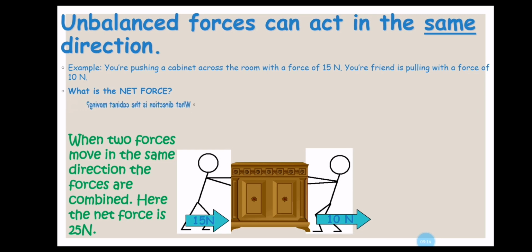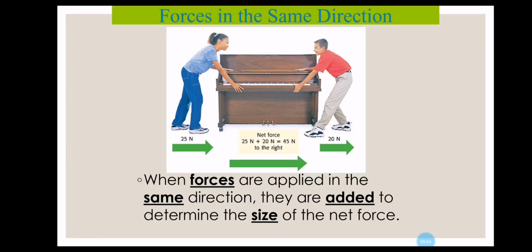Okay, unbalanced forces can act in the same direction. Example, you're pushing a cabinet across the room with a force of 15 Newton and your friend is pulling it with a force of 10 Newton. You are both acting in the same direction. So what is the net force? In this case, you add them. So it's 15 plus 10 equals to 25 newtons to the right. When two forces move in the same direction, the forces are combined, and here the net force is 25 newtons.